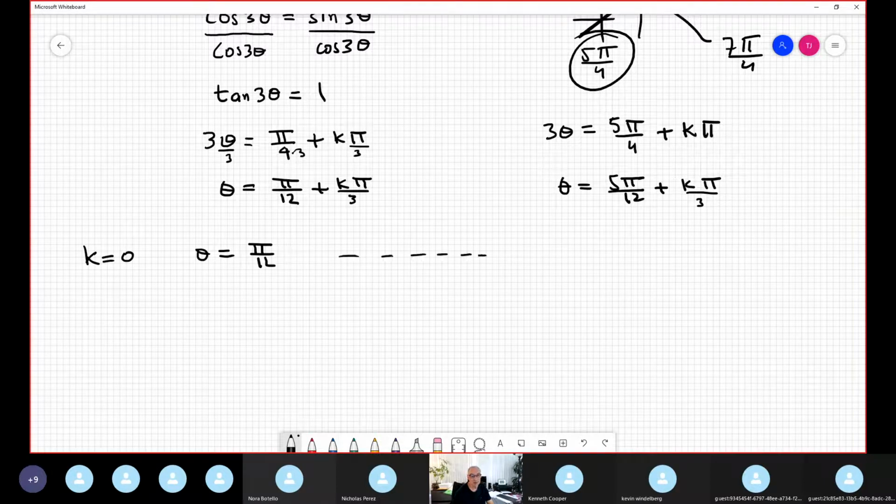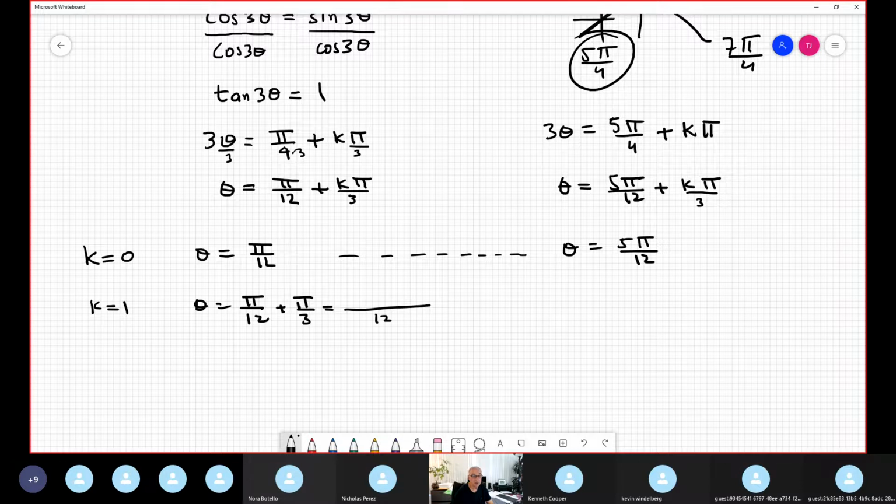And also here, theta is equal to 5 pi over 12, because k is 0. For k equal 1, theta is equal to pi over 12 plus pi over 3. The LCD is 12, so pi plus 4 pi is 5 pi over 12. Wow, look at that. For k equal 1 it's a coincidence. For k equals 0, of course, you take one time. So they are overlapping solutions.